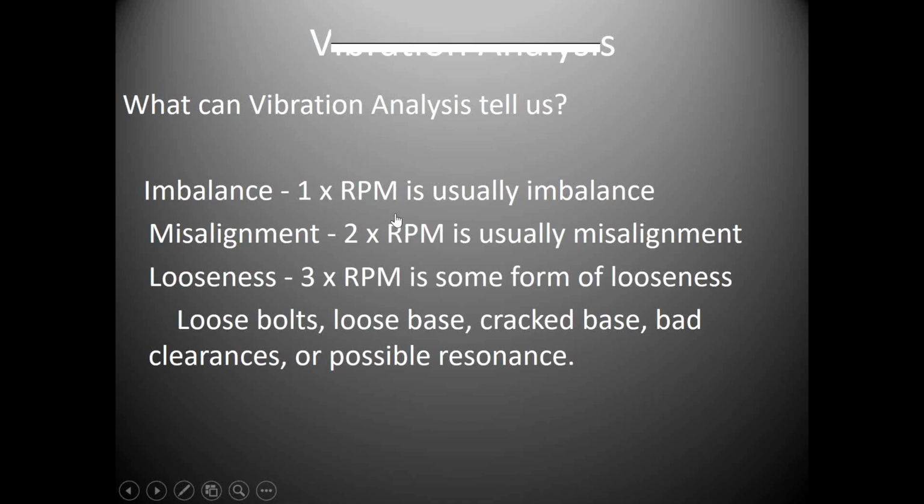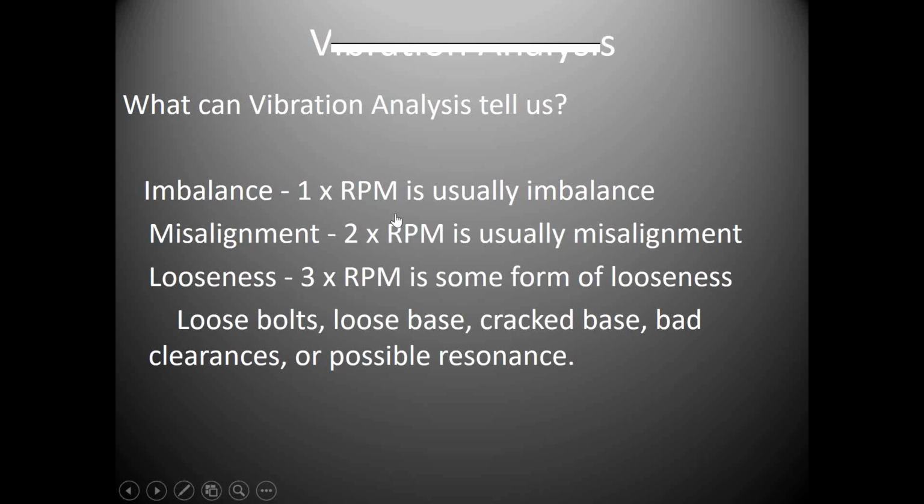So here are some general rules of thumb. If your vibration analyst tells you that you've got imbalance at 1 times RPM, which means this imbalance is occurring once every revolution, so on an 1800 RPM motor, if the rotor's out of balance, you're going to see it at 1800 times a minute. But you're going to see it one time every revolution. So usually at 1 times RPM, it's going to be an imbalance situation.